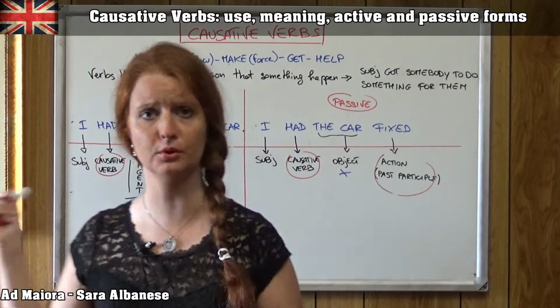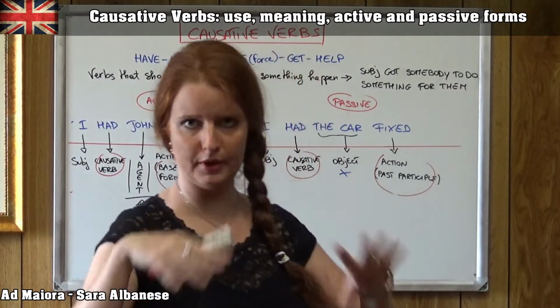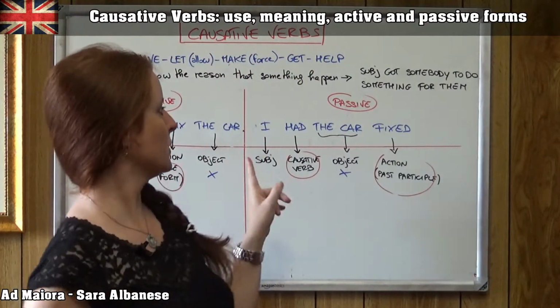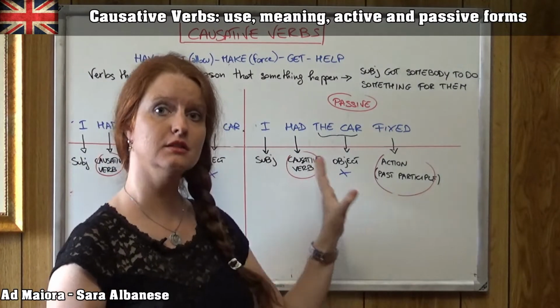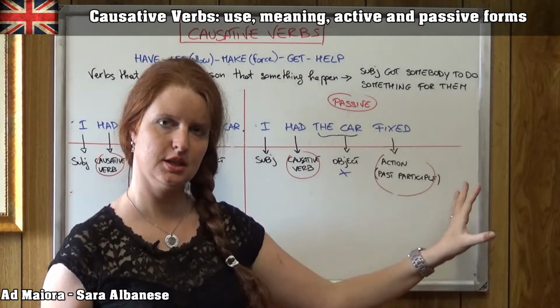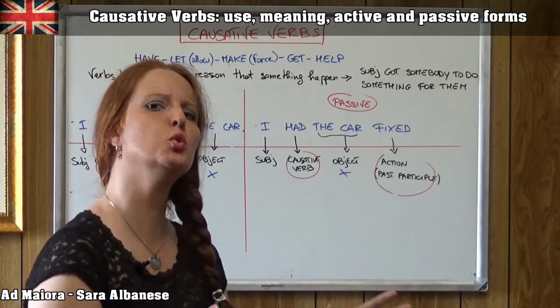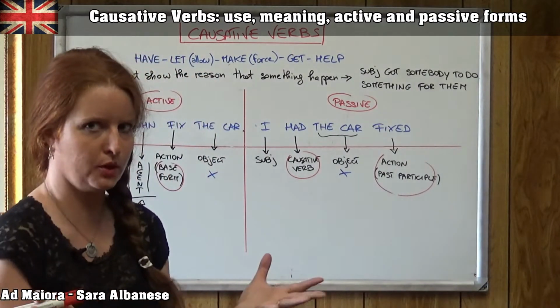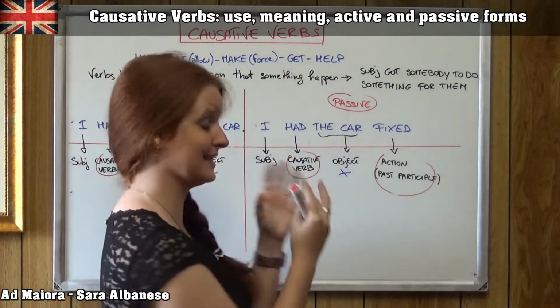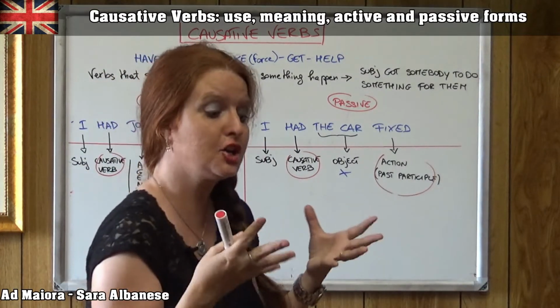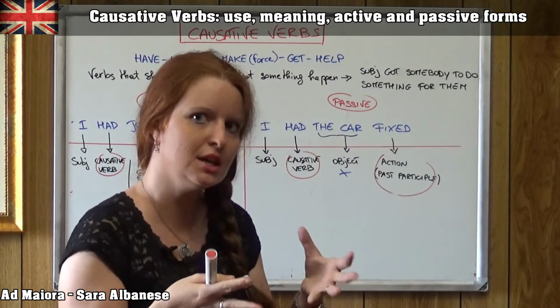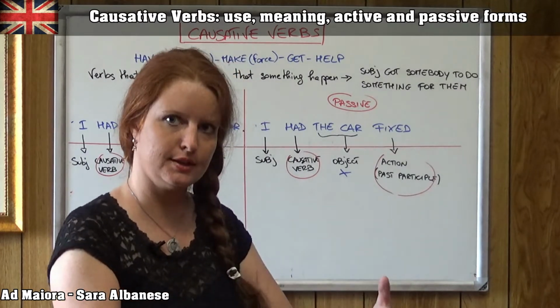So in the example we had before about the car being fixed, we can have I had the car fixed. In this case, we have no agent expressed. We don't know who fixed the car. It's not important. What is important is that I, okay, caused, provoked my car to be fixed.